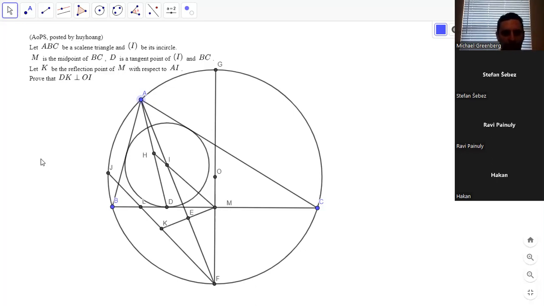Maybe there's an easier way to prove this. Like maybe we could use orthocenters. So maybe D is the orthocenter of some triangle with O and I. Maybe D is the orthocenter of OKI. No, it's not. Are D, K, and G collinear? No.